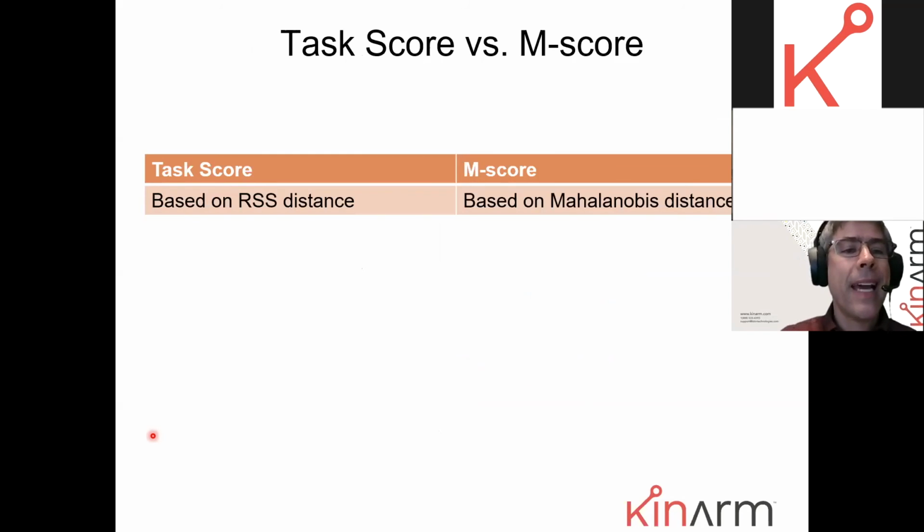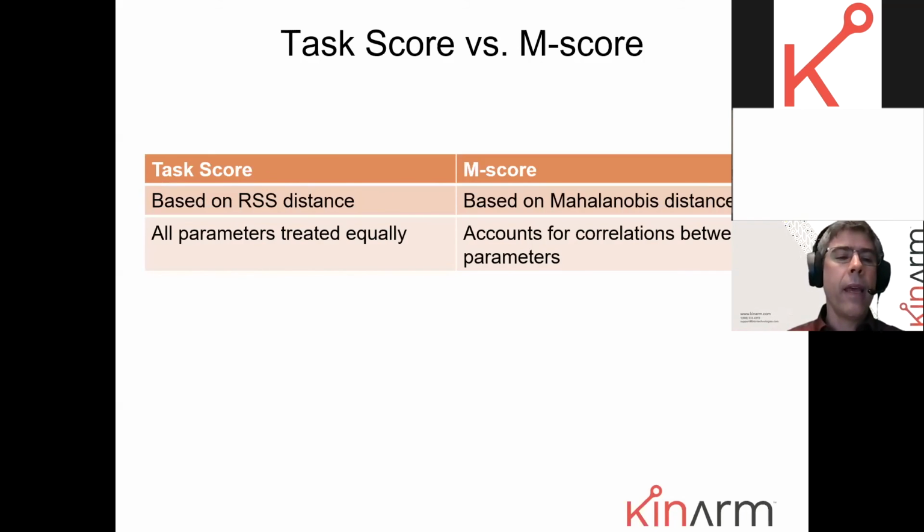But to compare task score and M score, they're both based on distances. The task score is based on the root sum square distance, whereas the M score is based on the Mahalanobis distance. As a result, with RSS distance, all the parameters are treated equally, whereas the M score is accounting for correlations between parameters.